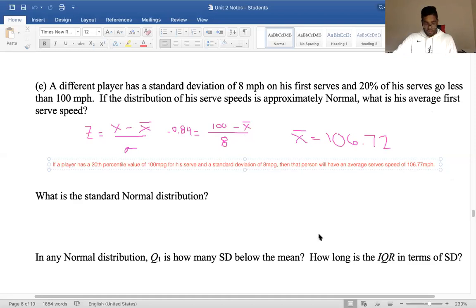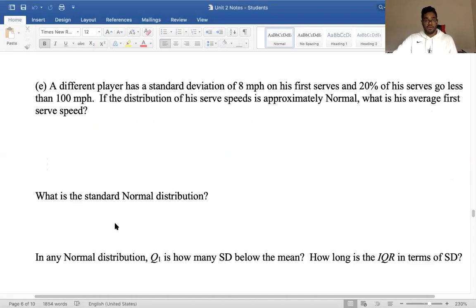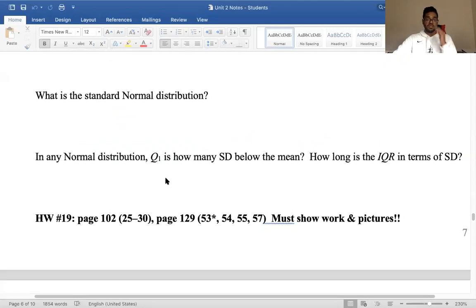Okay. Last couple of things. What is the standard normal distribution? Okay, let me write this out. A normal distribution is a special distribution. A normal distribution with a mean of 0 and standard deviation of 1. Okay. In any normal distribution, Q1 is how many standard deviations below the mean? How long is the IQR in terms of standard deviation?